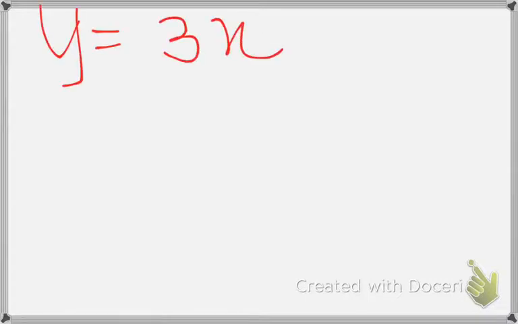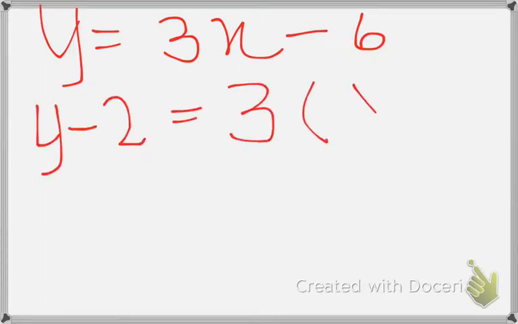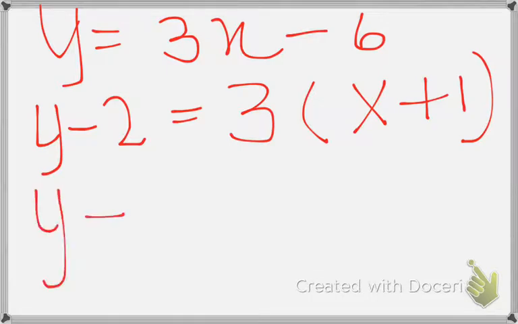So as we just saw, there are many other examples in different forms of linear equations. So different forms are just like y is equal to 3x minus 6. That's also a linear equation. Another example would be y minus 2 equals 3 times x plus 1. Now this and this are kind of different, but they are still linear equations.